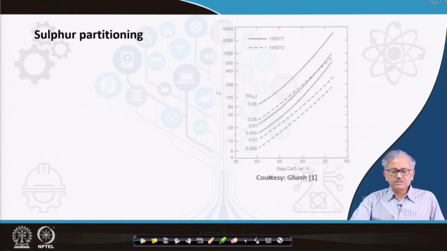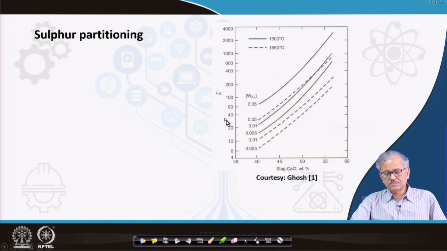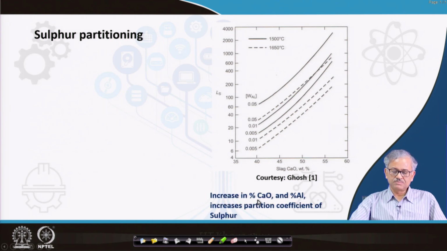So for sulfur partitioning, you can see LS versus weight percent of CaO in the x direction and the partition coefficient in the y direction. As you increase the CaO, your partition coefficient increases, and obviously if you increase the weight percent of aluminum in the bath, then also the partition coefficient increases. So increase in percentage of CaO and percentage of aluminum increases the partition coefficient of sulfur.